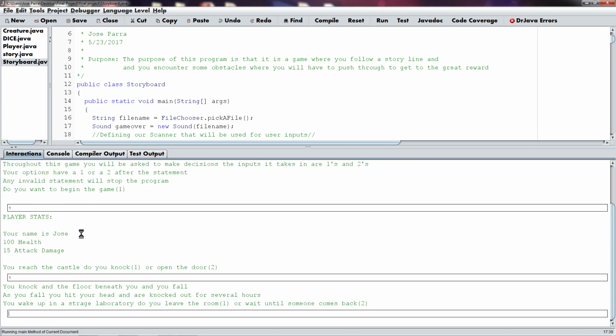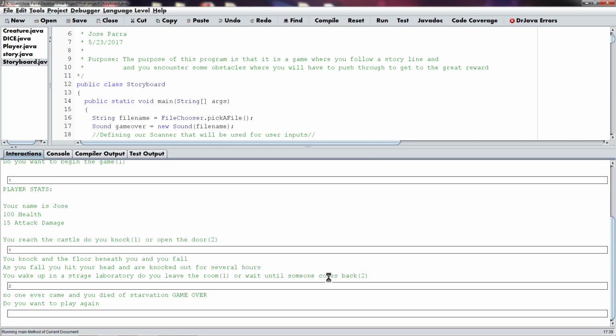We knock, and that triggers the next story component. It says, as we knock on the door, the floor beneath us falls. We hit our heads and we're knocked out for several hours. We wake up in a strange laboratory, and do we decide to leave the room, our first decision, or wait until someone comes back? Let's say we don't want to leave. We want to stay until someone comes back.